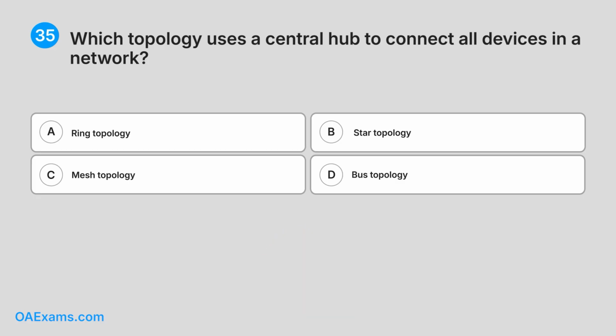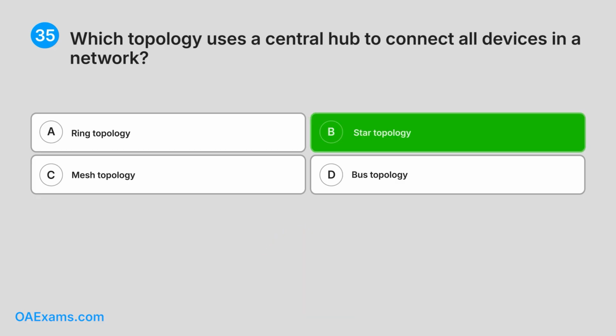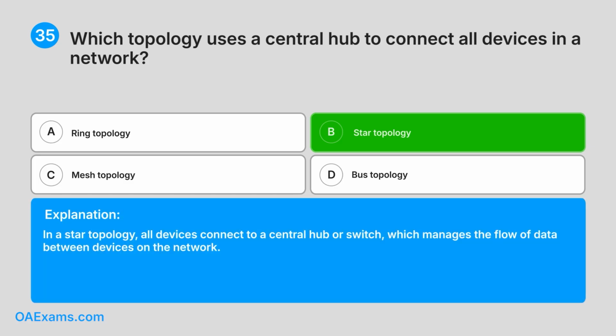Correct answer. B. Star topology. Explanation. In a star topology, all devices connect to a central hub or switch, which manages the flow of data between devices on the network.